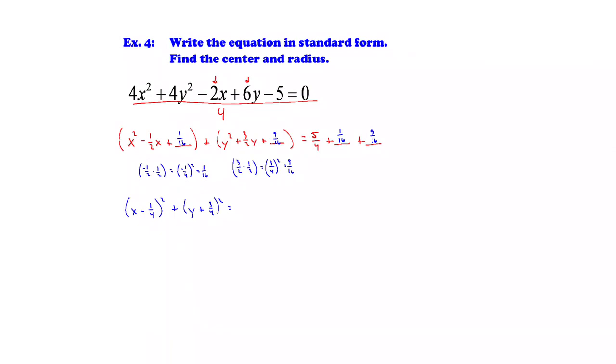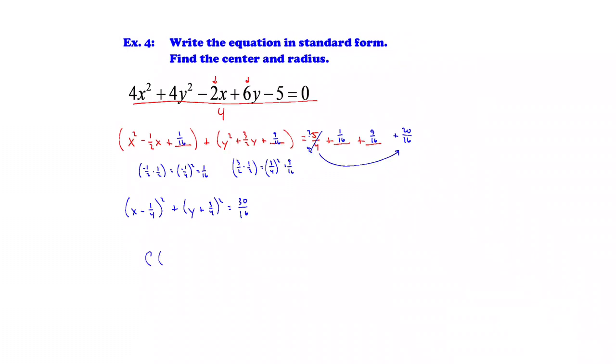We need a common denominator for 5/4, so we're going to change this by multiplying it by 4, so that'll be 20/16, and so 1/16 plus 9/16 plus 20/16 is 30/16.